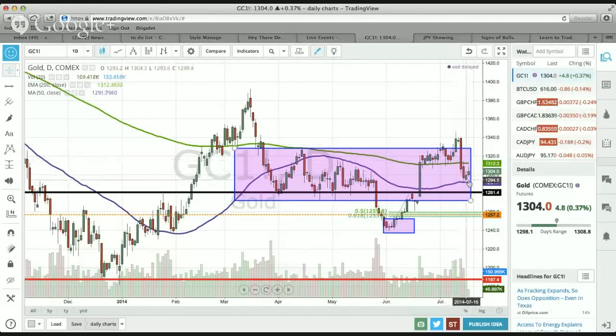In the near term, support is at 1290. And resistance, I think, would be at the 200 exponential moving average at 1312. That's at least the first resistance level. But in the bigger picture, I think we're basically back in this range that we've been in since March of 2014, between 1270 basically and 1330.